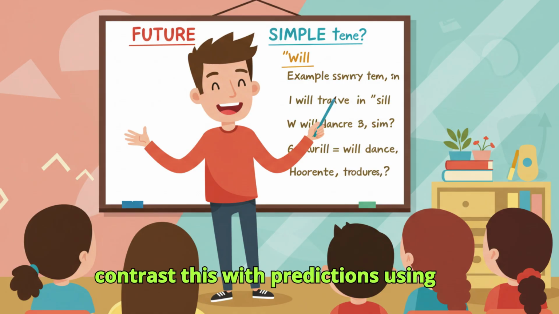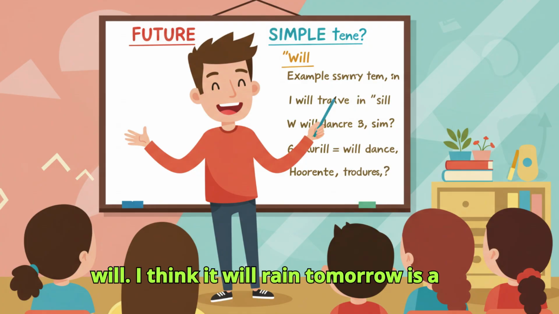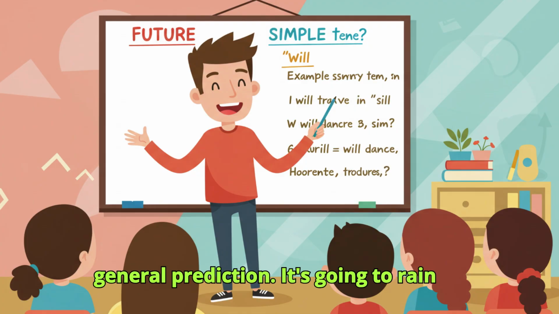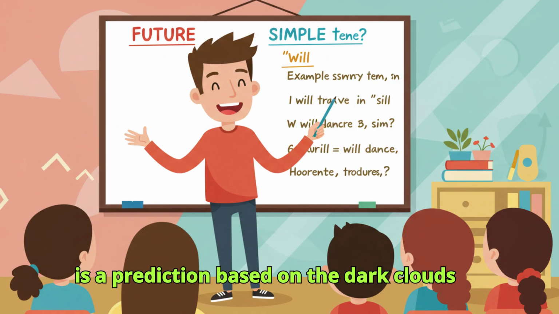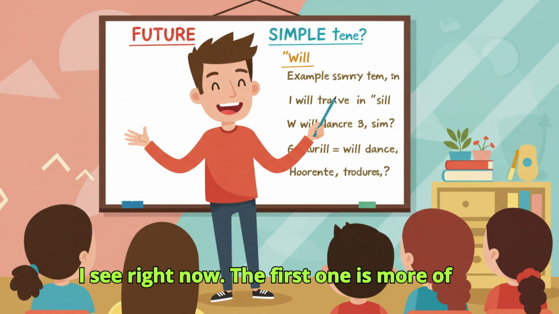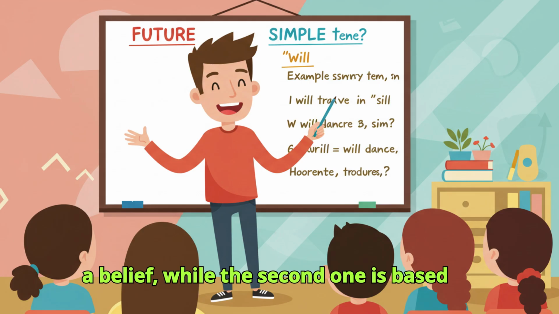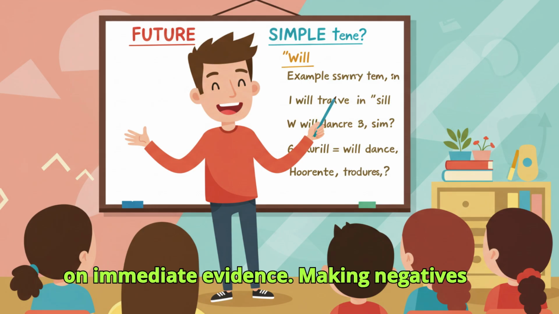Let's contrast this with predictions using will. "I think it will rain tomorrow" is a general prediction. "It's going to rain" is a prediction based on the dark clouds I see right now. The first one is more of a belief, while the second one is based on immediate evidence.